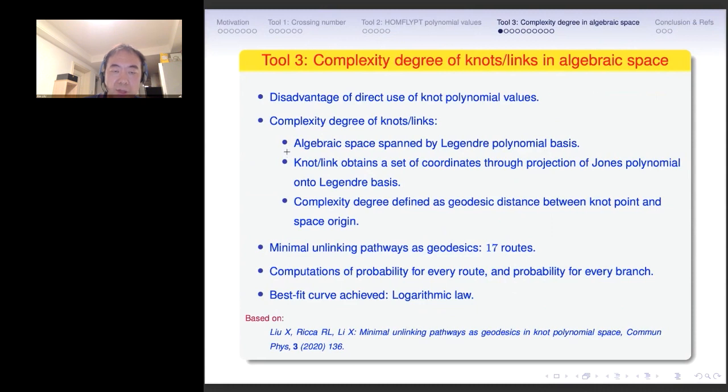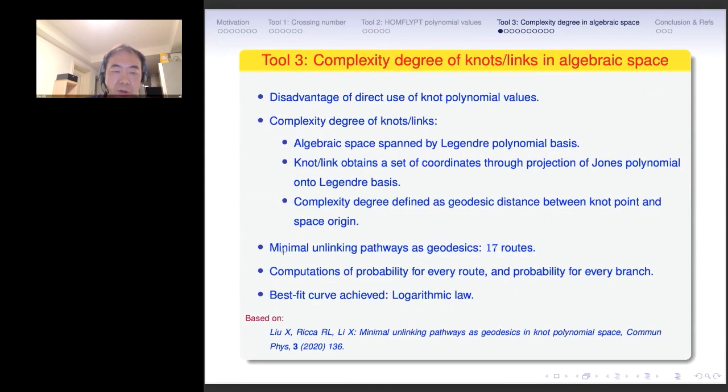Technically, we just compute the coordinates of knots and links. Then we can find some route of degeneration, right? This page just gives a table of contents. In the following, I will show you the details.